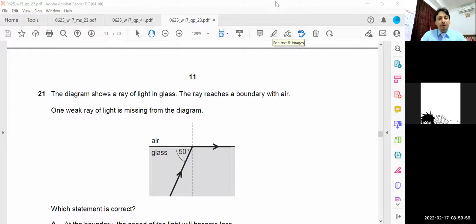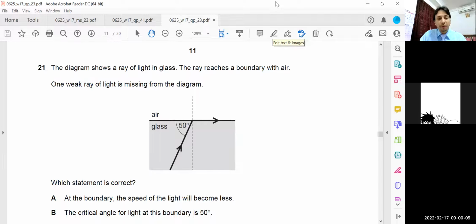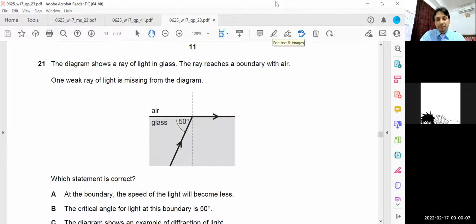Question number 21. The diagram shows a ray of light in glass. The ray reaches a boundary with air. One weak ray of light is missing from the diagram. Which statement is correct?